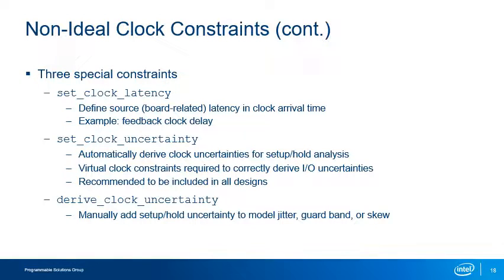First, the set_clock_latency command is used to define source latency on input clocks. Source latency refers to board-related delays that may be present on input clocks that could cause these clocks to arrive earlier or later than expected. Clock latency can be applied to any clock input to the FPGA device. A good example of where set_clock_latency is used would be for a feedback clock. The delay on a clock path that is output from the FPGA and then returns to a clock input pin is unknown by the tool. Using the set_clock_latency constraint makes it easy to define this delay.